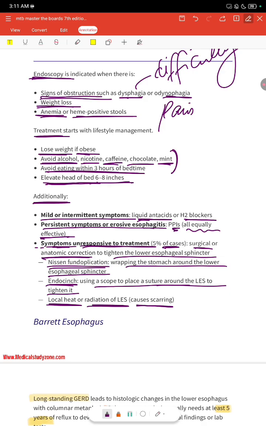If the symptoms are not getting better with time, and the problem still persists and is unresponsive to the medications, to the liquid antacids, H2 blockers, PPIs, which usually happens in 5% of the cases, then you go for the surgical anatomic correction: Nissen fundoplication or endokinch, or local heat or radiation of the LES.